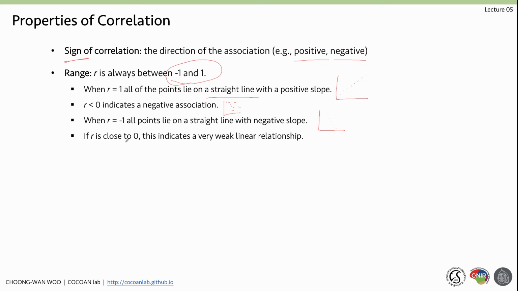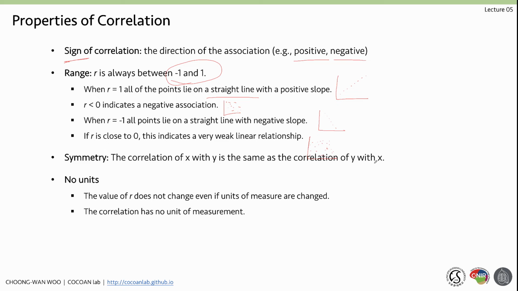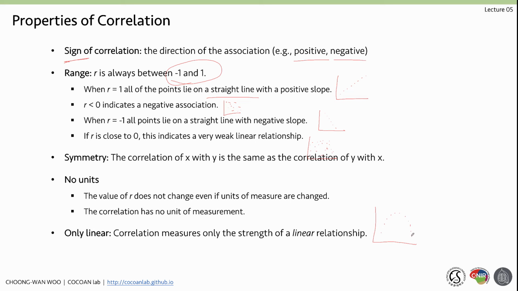If r is close to 0, this indicates a very weak linear relationship, like this, just spread dots. The correlation of x with y is the same as the correlation of y with x. And the correlation value has no units. And correlation measures only the strength of a linear relationship. If the two variables have a quadratic relationship, the correlation cannot detect this shape.